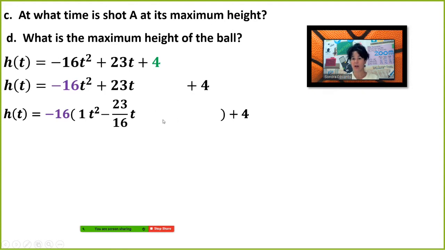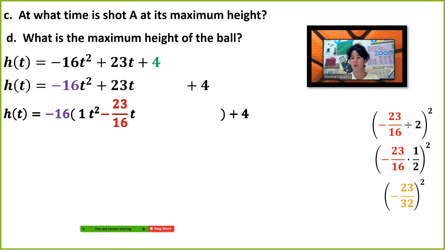Now that we have factored out negative 16 from the front two terms, we're ready to fill in this space to complete the square. To complete the square, we want to take negative 23 over 16 divided by 2 and square it. So let's do a little scratch work over here off to the side. Negative 23 over 16 divided by 2 is the same thing as multiplying by a half. When you multiply by a half, you get negative 23 over 32. When you square that fraction, we get 529 over 1,024. This is the number that completes the square.